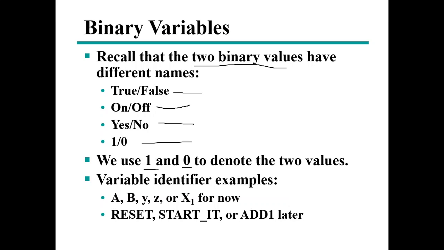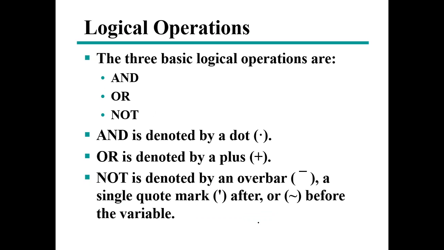How do we identify binary variables or Boolean variables? We can use capital letters A, B, or small letters X, Y, Z, or letters with subscripts like X sub 1, or even words like RESET, all in caps, START, or ADD1. Later on, when we design more complicated combinational or sequential logic circuits, we use these kinds of identifiers for binary variables.